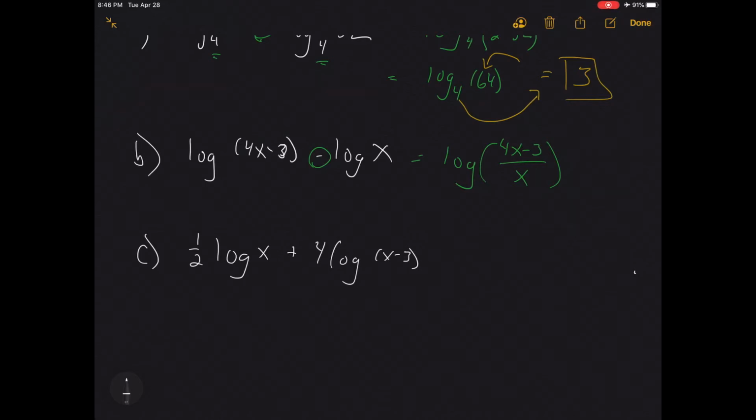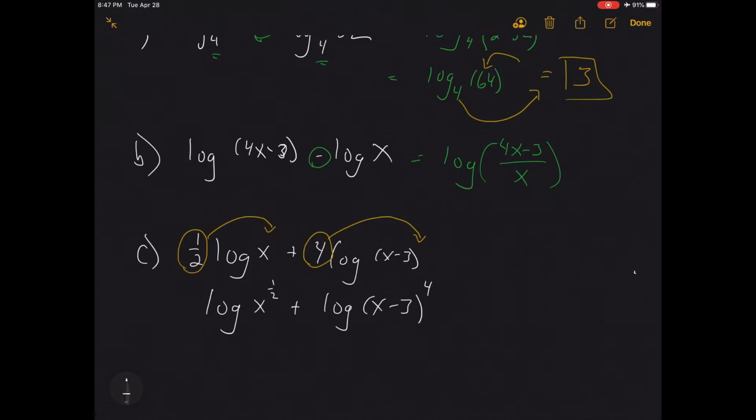Now the steps here are going to be, again, completely in reverse from what we've been doing. I have things out in front of the logs now, so when I condense these, I need to make sure that I get everything in front of the log moved up as an exponent. So I'm going to move this 1/2 as the exponent of this x. I'm going to move the 4 as the exponent of the x minus 3. So that's the first step. So we're going to have the log of x to the 1/2 power, and then the log of x minus 3 all to the 4th power.